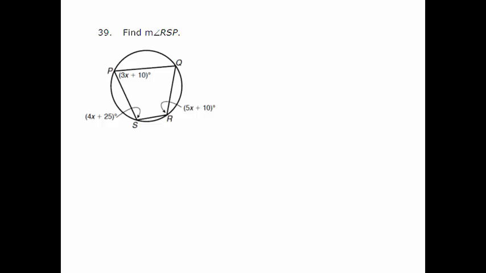Okay, for number 39, it says find the measure of angle RSP. RSP is right here. So I want to know the measure of this angle. So I'll need to know what x is. And this is a quadrilateral that is inscribed in a circle. So you should remember that in this case, the opposite angles of the quadrilateral are supplementary. So it means angle P and angle R, they add up to 180. So that gives me an equation that I can solve for x, and then I can plug it back into angle RSP.